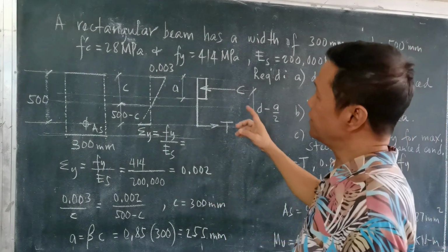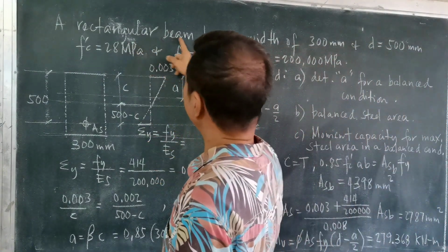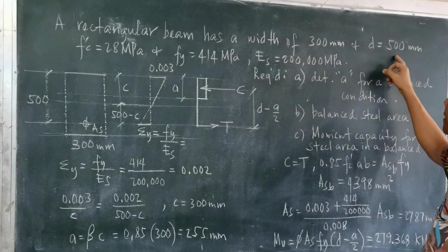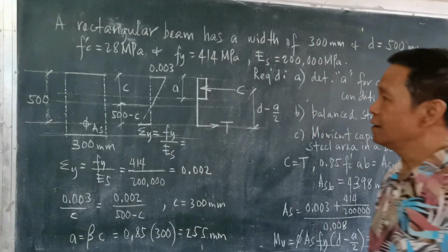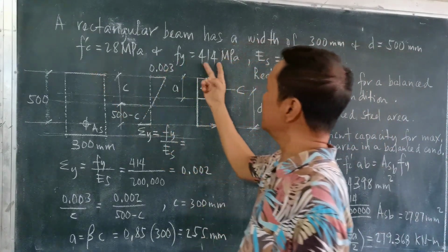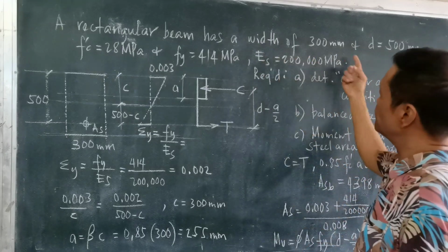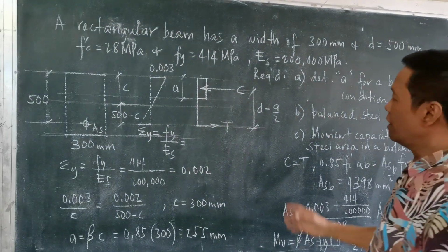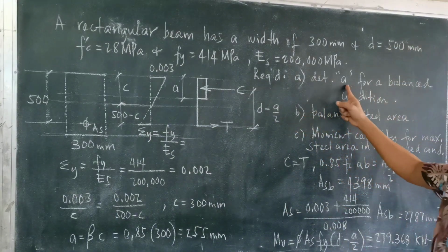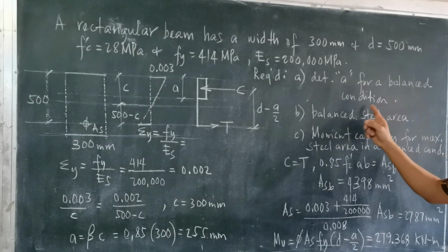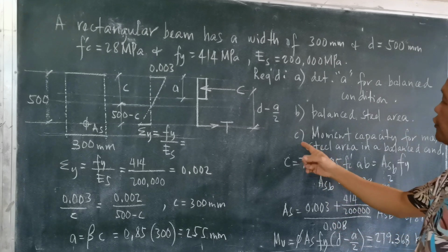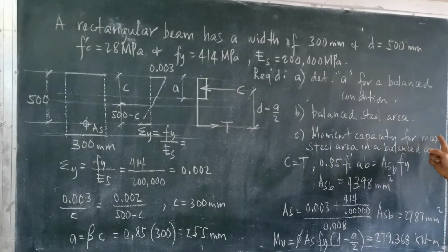So we shall now take an investigation problem, which is a rectangular beam with a width of 300 millimeters and effective depth of 500 millimeters. These are the properties of concrete and steel. The modulus of elasticity of steel is always 200,000 megapascals. You are required to determine the depth of compression block for a balanced condition. Second is the balanced steel area. And the last to be solved is the moment capacity for maximum steel area in a balanced condition.